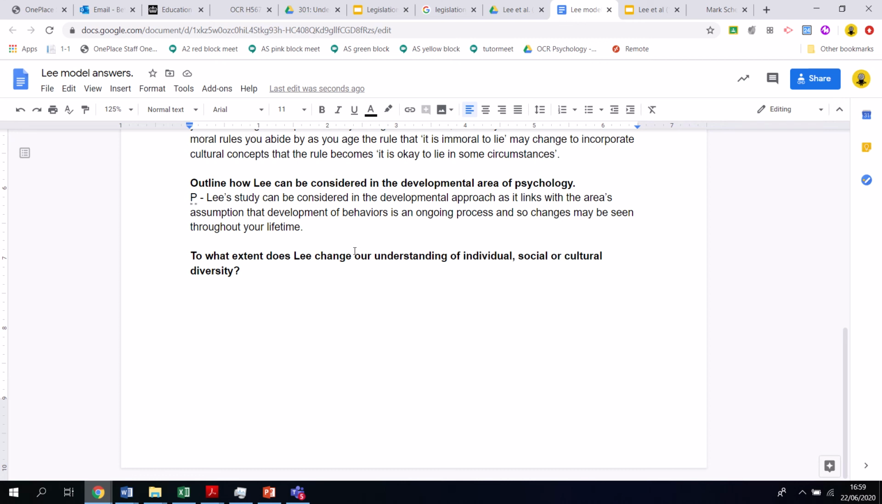So in your point, you need to link to an assumption of whatever approach or perspective you're trying to link to in these questions. And I'd also briefly say why. So Lee's study can be considered in the developmental approach as it links with the area's assumption that development of behaviours is an ongoing process, and so changes may be seen in moral reasoning throughout your lifetime. Obviously, this study focuses mainly around childhood rather than throughout your lifetime, but it is showing that as you mature, your moral reasoning is changing, and that's what I'm going to focus on.